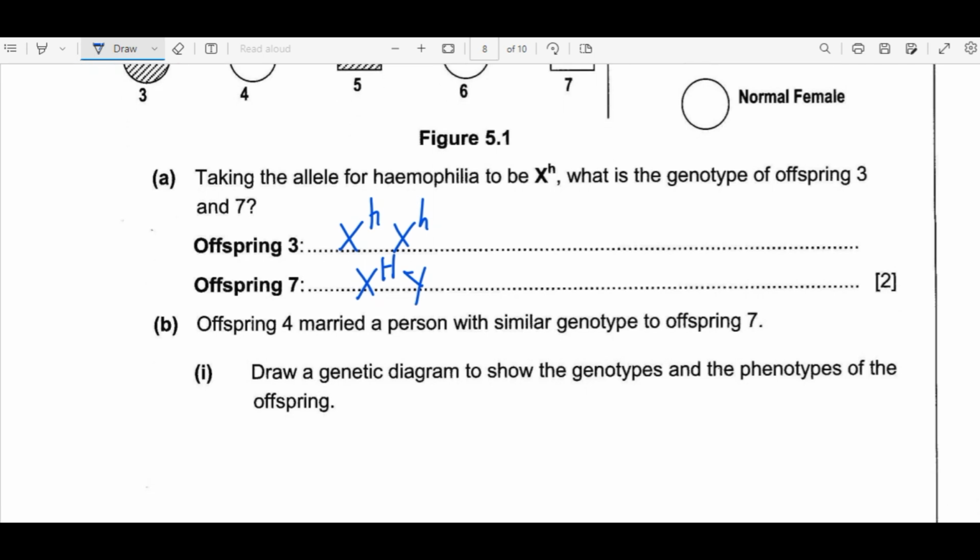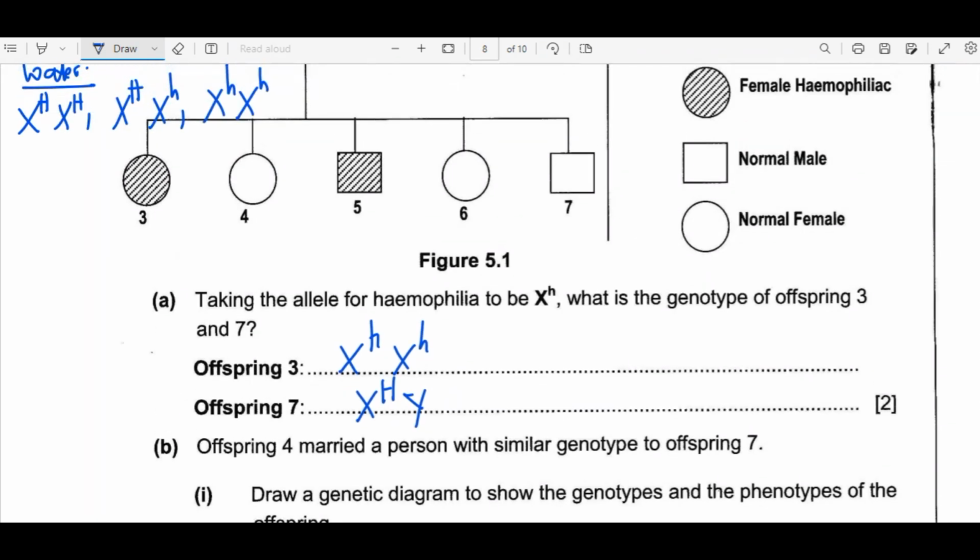Now we move on to question B. Offspring 4 married a person with similar genotype to offspring 7. So 7 we have. Now for offspring 4, we don't know if this is a carrier or 100% okay. So we first have to look at this. Now let's go back to the parents. We said the man is sick, then for the woman, we said we need to have a carrier.